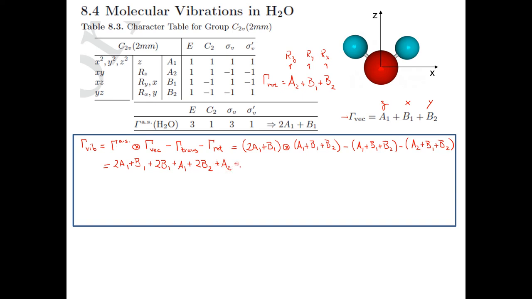Then subtracting A1, B1, B2, A2, B1, B2. After you do the math and subtract all of these, you see that you are left with just 2A1 plus B1. So these are the symmetries of the vibrational normal modes of the molecule. First of all, you notice that you have three non-degenerate modes. Of course, because you don't have representations with dimensionality larger than one in this group, we have three. In the end, we are going to have three normal modes which are non-degenerate, three different frequencies.